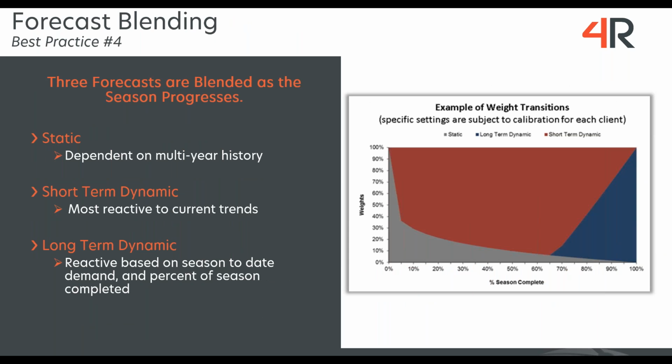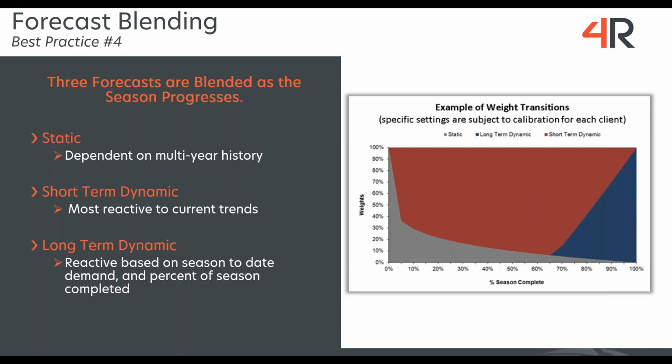Lastly, best practice number 4, using a blend of forecast methods. Like I said earlier, the initial forecast needs something to be based on, especially since new products are usually released. The first piece of the forecast blend is a static forecast, because it's based on history from the previous year. That historic sales demand creates the base for the timing, shape, and volume of demand expected to occur over the upcoming season for similar products.